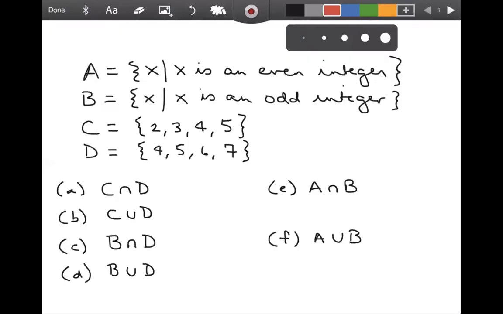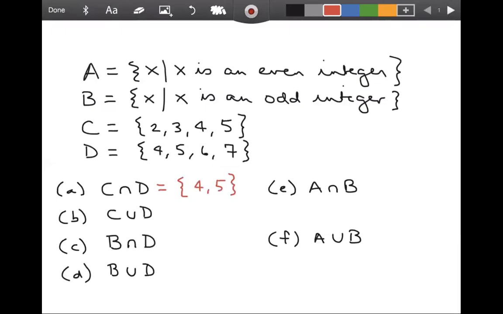And here we go. Okay, so we're starting with C intersect D. So these are the elements that C and D have in common. So just look for the numbers that belong to both sets. And you can see that the numbers that belong to both sets are the numbers 4 and 5. So that would be C intersect D.